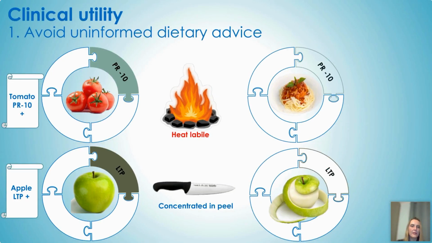Then another one is the tomato PR10 is positive, so the patient would not be able to eat fresh tomatoes, but because it's heat labile, possibly the patient would be able to eat tomatoes in a baked sauce. And then the apple LTP, if it's positive, it is mostly concentrated in the peel, so it would be possible that the patient could eat the apple if the apple is peeled, but this should also be clinically determined.